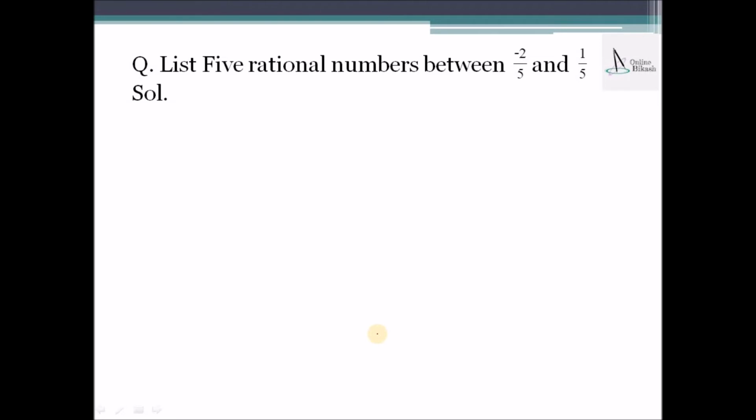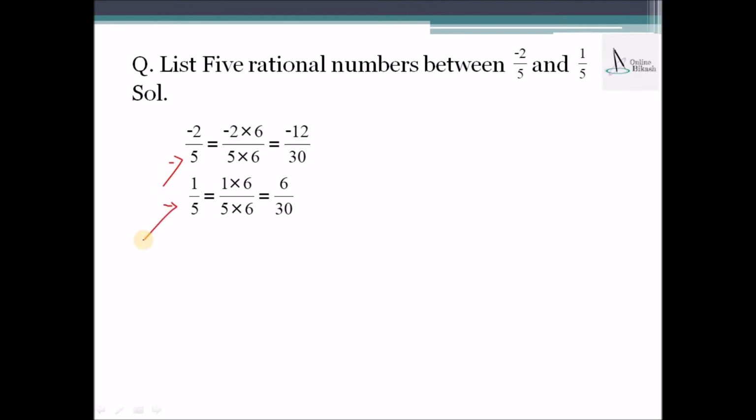But we need 5 rational numbers. So something we have to do. We will convert this to a common denominator. There is 5 in this minus 2 by 5, and in 1 by 5 there is also 5, but we will change it into a common number by multiplying. That means we will enlarge it, magnify it. 5 will become 30, say we multiplied by 6 with both the numerator and denominator. That means 5 into 6 will become 30 and minus 2 into 6 will become minus 12. So this minus 2 by 5 has changed to minus 12 by 30. Similarly, if you multiply 6 and 6, 1 by 5 has changed to 6 by 30.